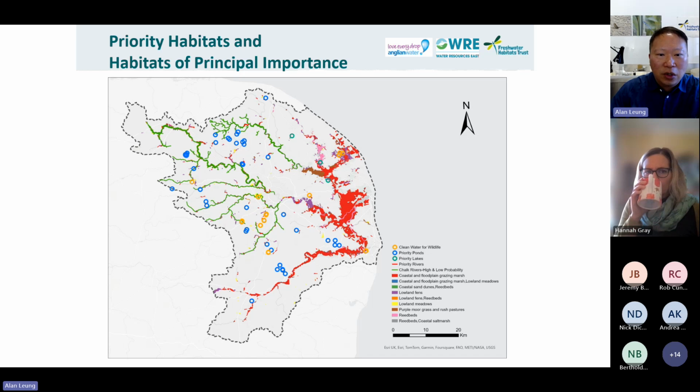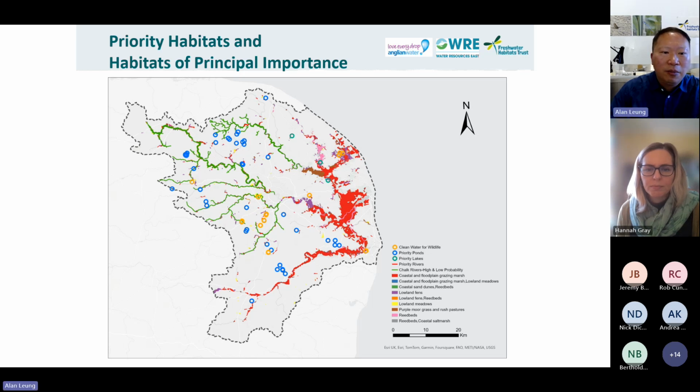We also try to put the location of priority habitats, what we call habitats of principal importance, onto a map. Here we can see that there are quite a lot of important habitats around the Broads as well as the entire catchment. For example, the green lines here are mainly the trout stream system, which is a priority habitat.